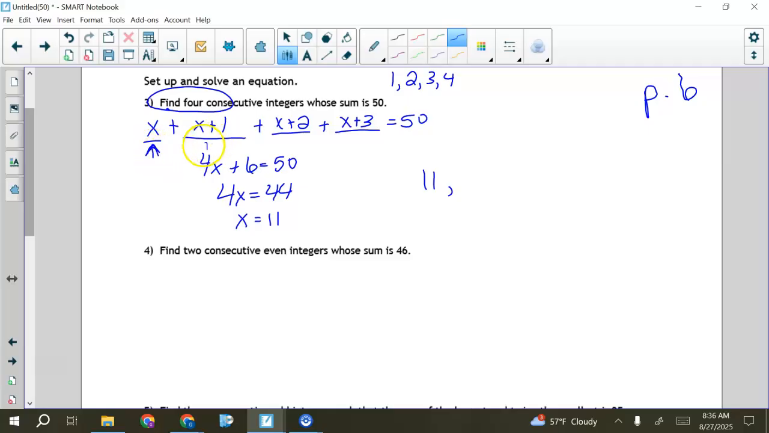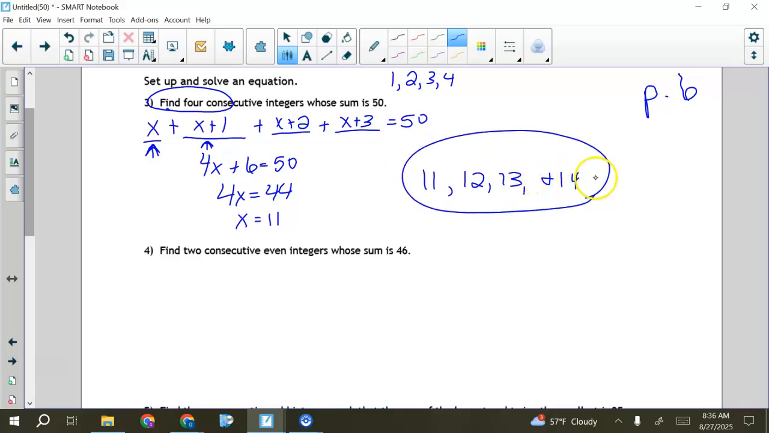So now to get the next number, what is x plus 1? That would be 12, 13, and 14. You can always double check and make sure that they do add to be 50. All right, let's go to number 4.